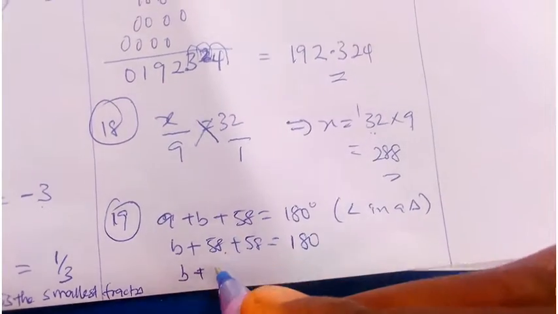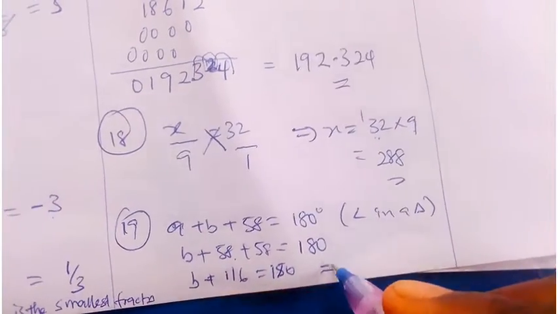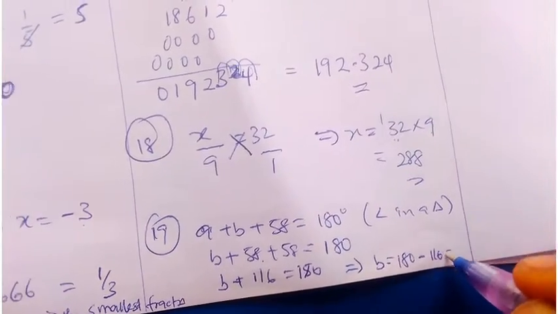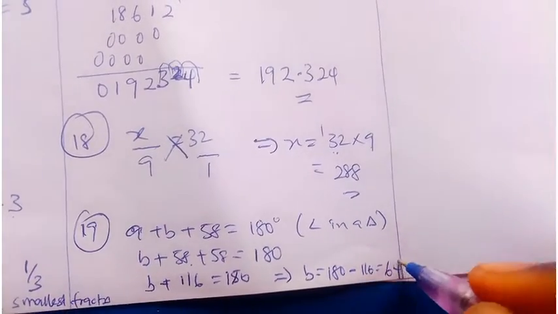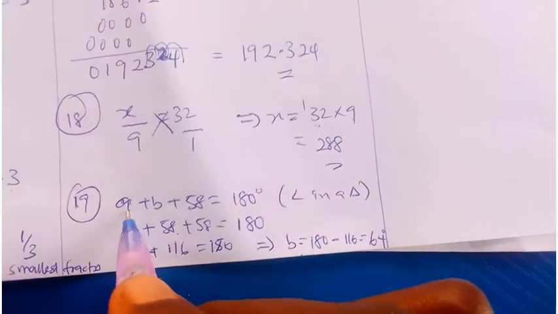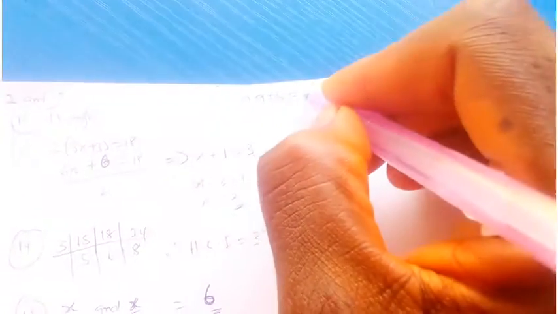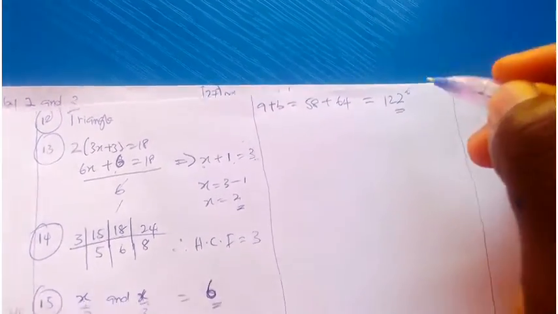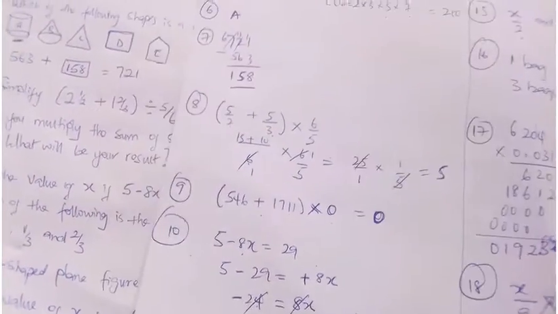In that case, I have it as b plus 116 equals 180. By implication, b equals 180 minus 116. That's 64 degrees. So if b is 64 degrees and a is 58 degrees, the question says find a plus b. So a plus b equals 58 plus 64 degrees, which leaves my answer to be 122 degrees, the sum of a and b. Okay, so that's number 19 question.